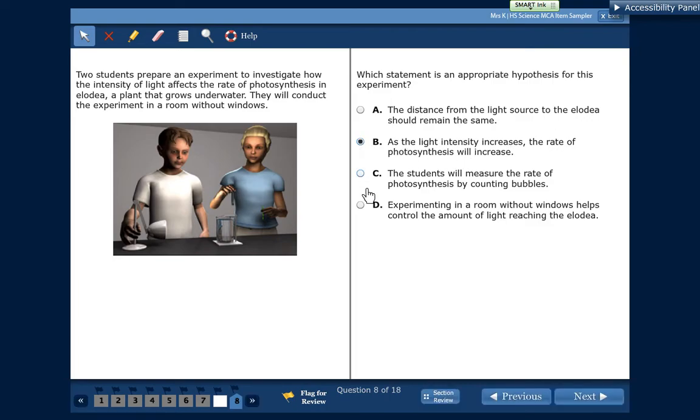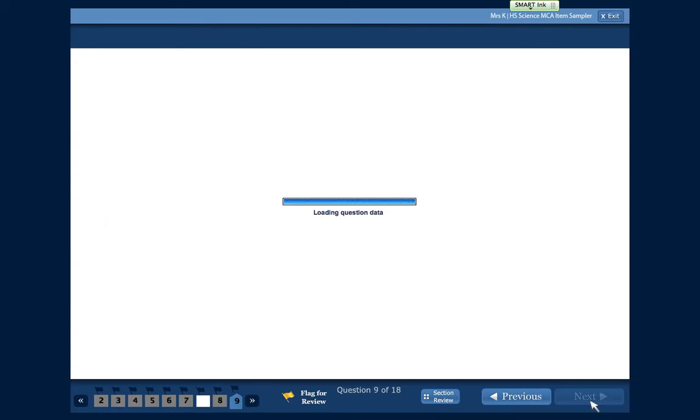The students will measure the rate of photosynthesis by counting bubbles. Yeah, but that doesn't tell you what they're testing. That's just how they're going to get the results. And D, experimenting in a room without windows helps control the amount of light reaching the elodea. Well, yeah, but that is not a hypothesis, so the answer would be B.